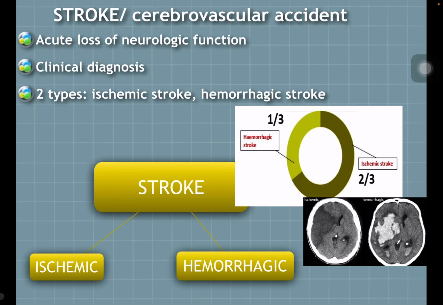Cerebrovascular accident, or what we call stroke, is an acute loss of neurologic function. It is a leading cause of chronic disability, dementia, and death. Malaysian patients with stroke are approximately 10 years younger than patients in developed countries. Stroke is a clinical diagnosis. We have two types of stroke. About two-thirds of cases are ischemic stroke, while one-third is hemorrhagic stroke.